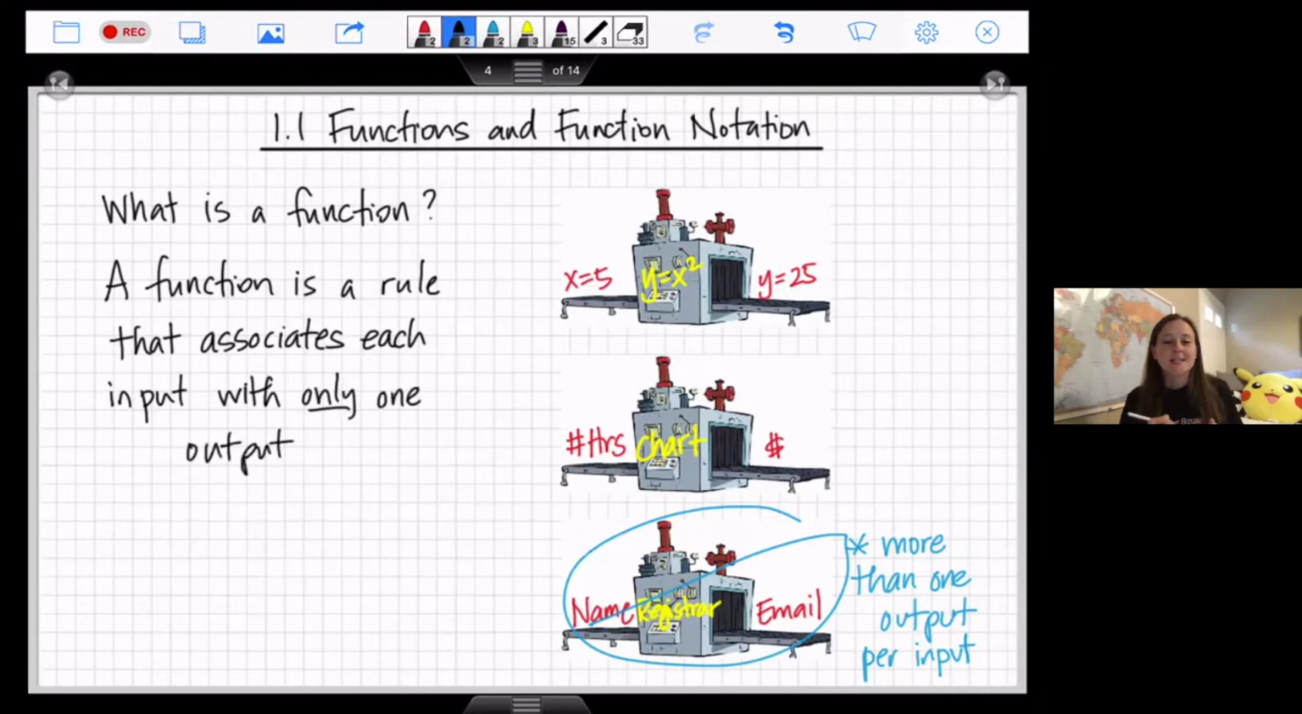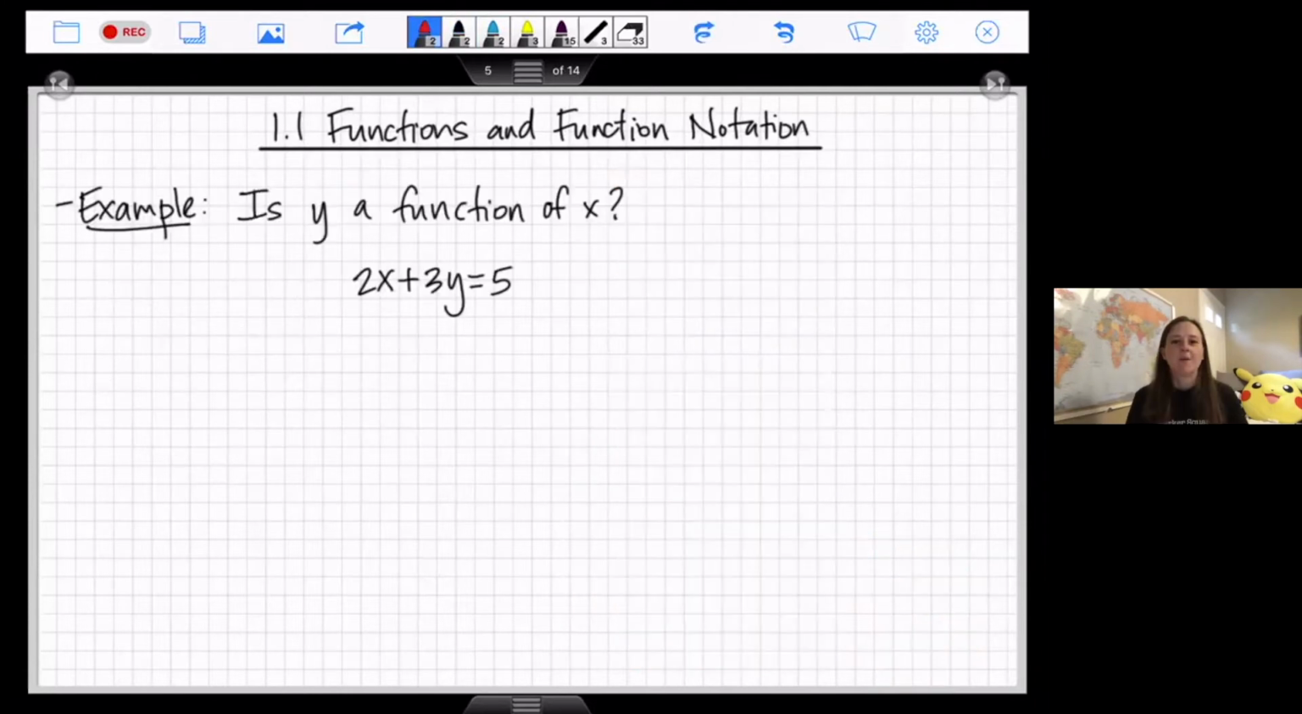Now let's take some mathematical equations and determine whether or not they represent functions. So is y a function of x? I give you an equation that has x's and y's in it. To answer this question, first of all, we need to understand the question. When we say, is y a function of x, we are always implying that the first variable that we state is the output variable. So this is the output variable, and this is the input variable. It's important which way you say that. So is y the output of a function of x?